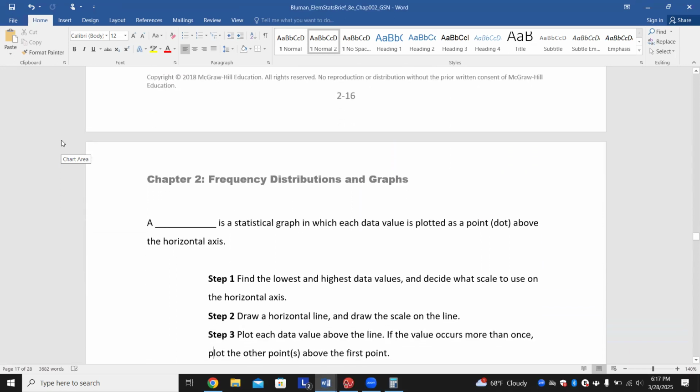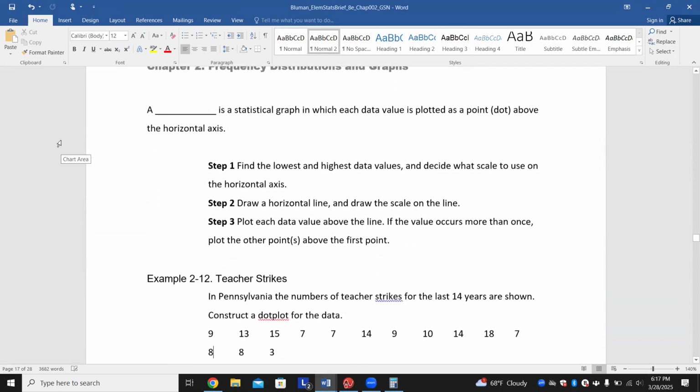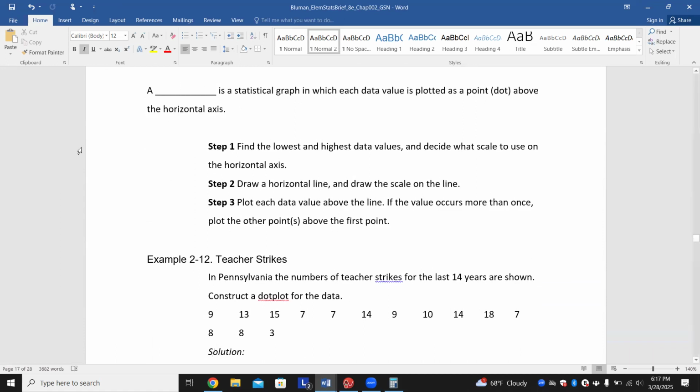So a dot plot is a statistical graph in which each data value is plotted as a point or dot above the horizontal axis. So in step one, we'll find the lowest and highest data values and decide what scale to use on the horizontal axis. Step two, we'll then draw a horizontal line, draw the scale on the line, depending on what we decide to go by.